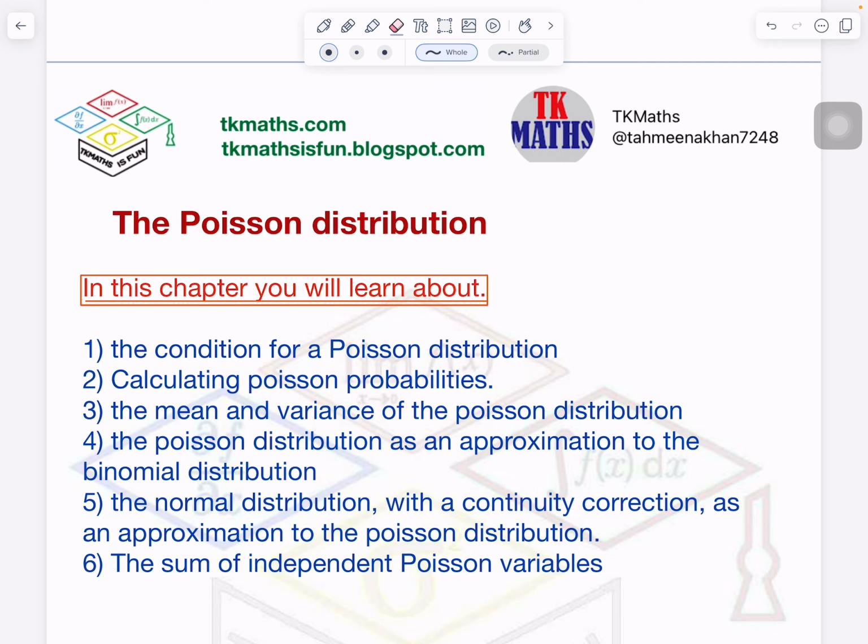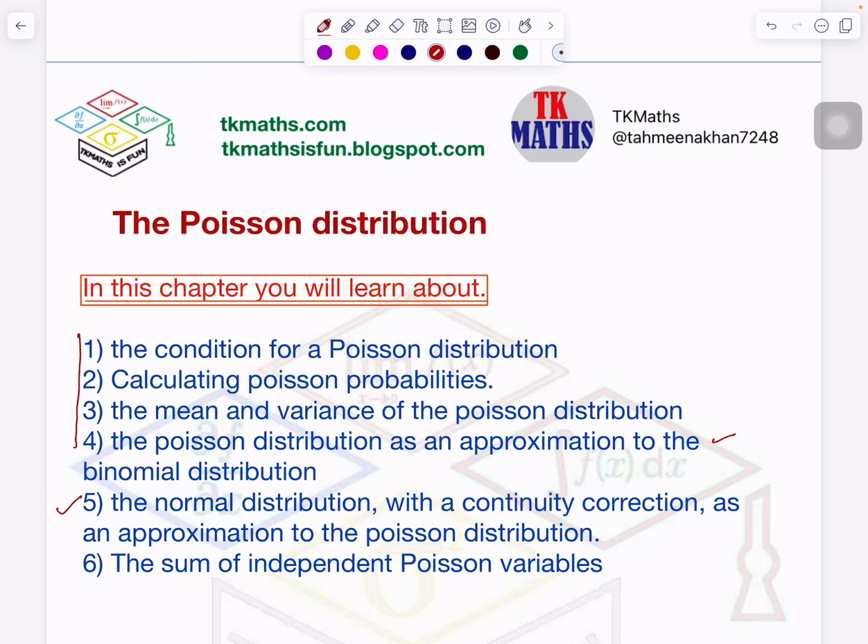In today's video, which is video number 4 in Poisson distribution, in the earlier 3 videos, I have explained the following 4 concepts. The link you will find in the description below. In this video, we will talk about normal distribution with the continuity correction as an approximation to the Poisson distribution. It means the question of Poisson distribution will be given to you, but to calculate the probability, you will apply normal distribution. Whereas in video number 3, the question was given in binomial distribution and Poisson distribution was used to calculate the approximate probability, right?